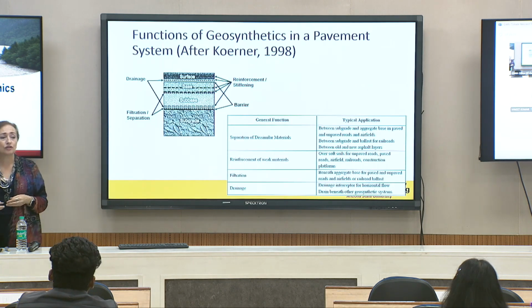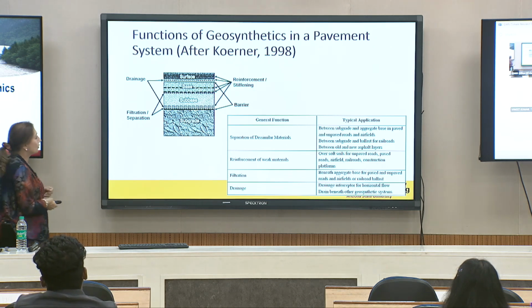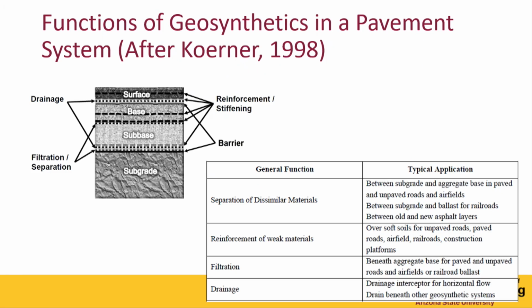So what are the functions of geosynthetics in pavement systems? This is Corner 1998, and basically we use them for these particular functions in pavements, right? The first one is going to be separation. We talked a little bit about that earlier, and this is basically when you put this one between the subgrade and the aggregate base in paved and unpaved roads, right?